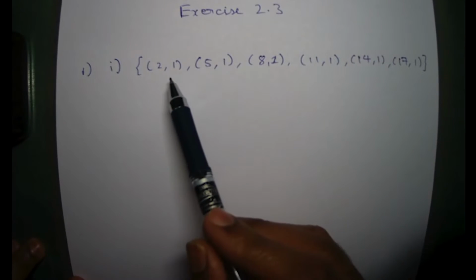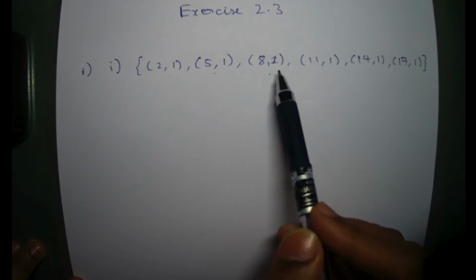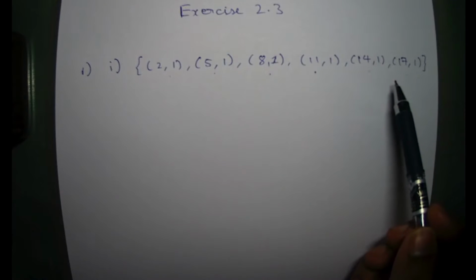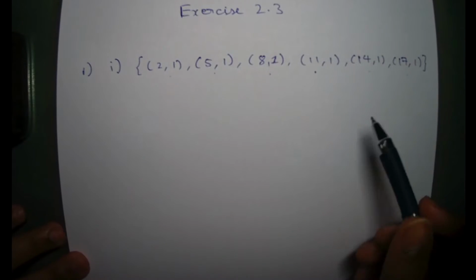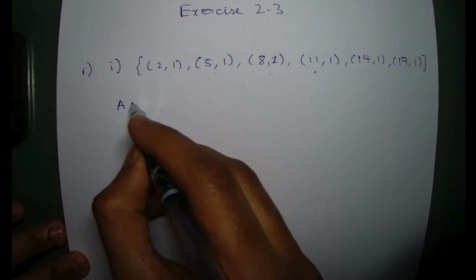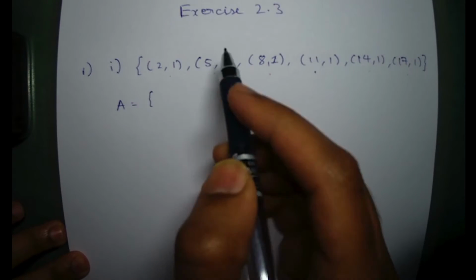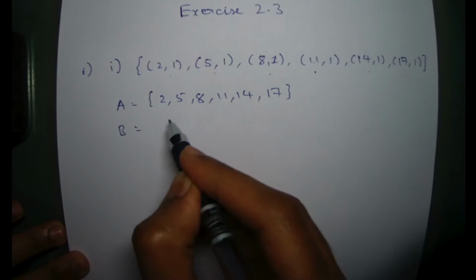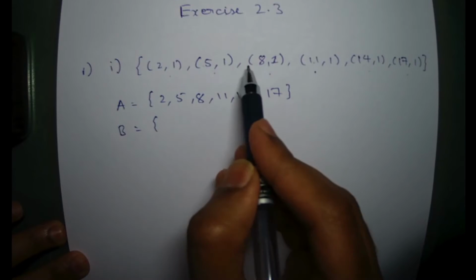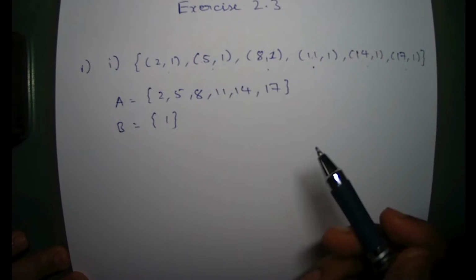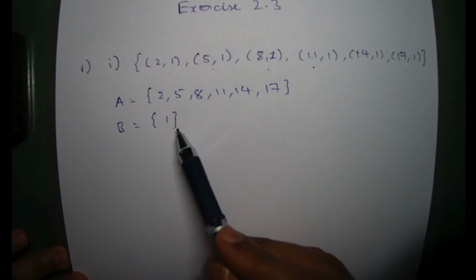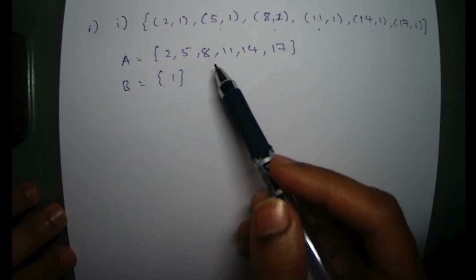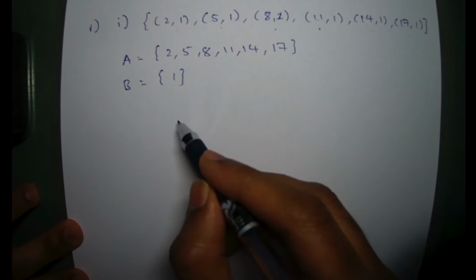So the first relation we have is (2, 1), (5, 1), (8, 1), (11, 1), (14, 1) and (17, 1). First we have to determine if this relation is a function. To do that, we'll write set A, which contains all the x values, that is 2, 5, 8, 11, 14 and 17. Then we'll take set B, which has all the y values, that is 1. To determine if this relation is a function, all the terms from set A should have only one image in set B, or should be linked to only one term in set B. So we'll draw an image to understand this.